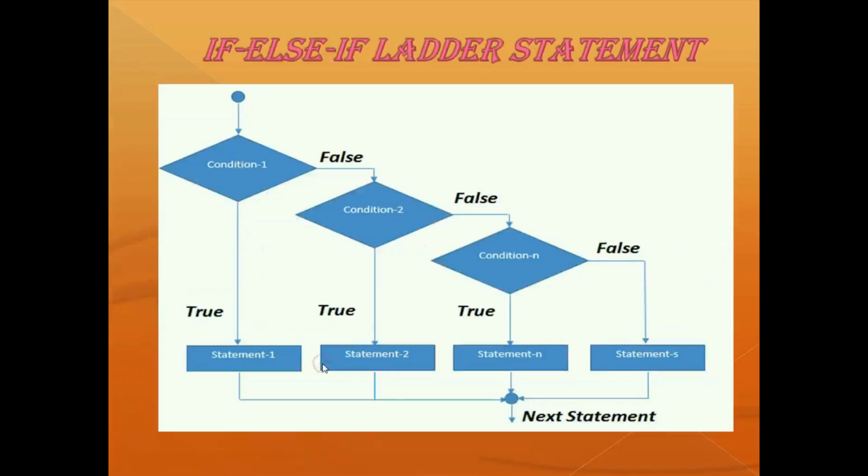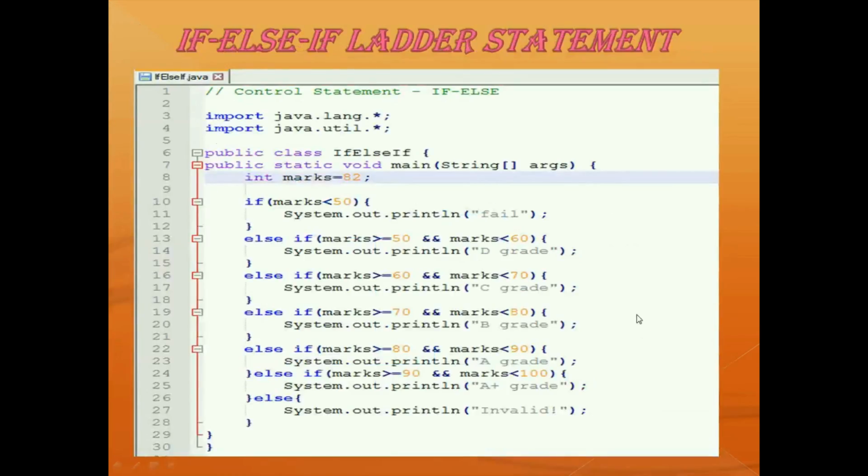Here is a flowchart that shows the if else if code flow. If condition 1 is true, statement 1 will be executed, otherwise the flow will go to the else if condition. In the else if condition we have condition 2. If this condition is true, statement 2 is executed and so on. If no condition is true, then the else statement will be executed. So let's see this Java example which shows how to use the if else if statement in a Java program.